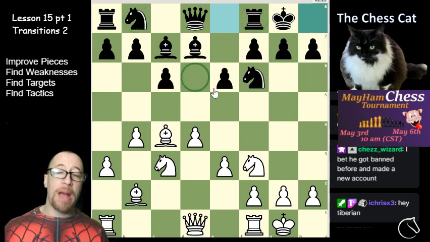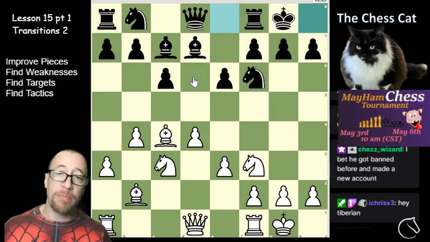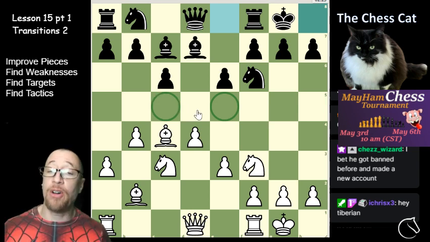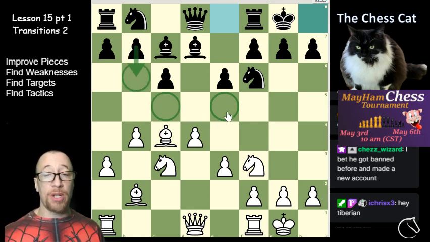And this square might be weak in the future. This could be weak too if this pawn gets passed, right? So this is a possible good square. This is right now a decent square, even though he can push you away with a pawn in the future.